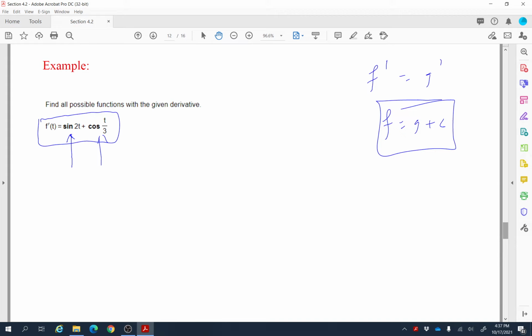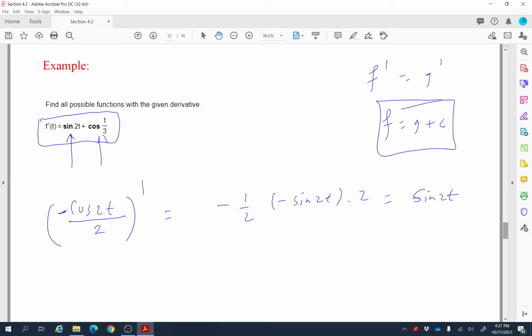So we know that the derivative of cosine 2t is negative sine 2t times 2. So if you try to find the derivative of negative cosine 2t over 2, it will be negative sine 2t times 2 over 2, which is eventually sine 2t.